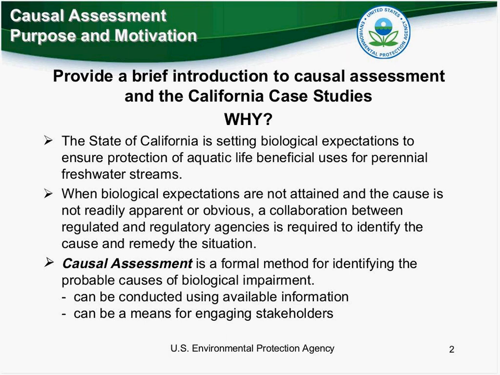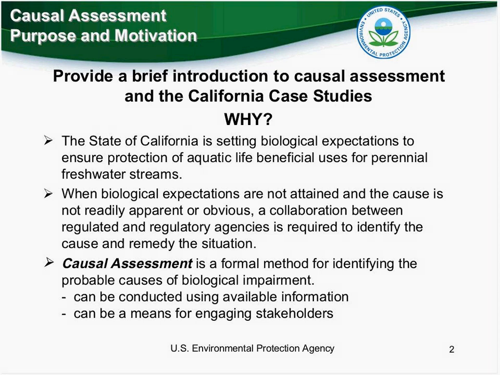So why are we doing this? As you all are much aware, the state of California has proposed to set biological expectations to ensure the protection of aquatic life beneficial uses for perennial freshwater streams. And the current biological expectation is being set using macroinvertebrates.